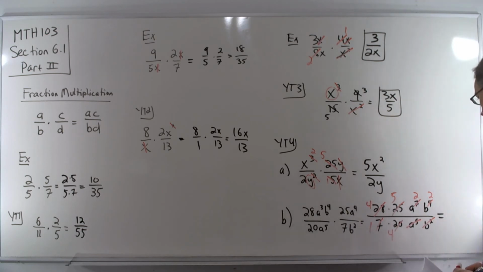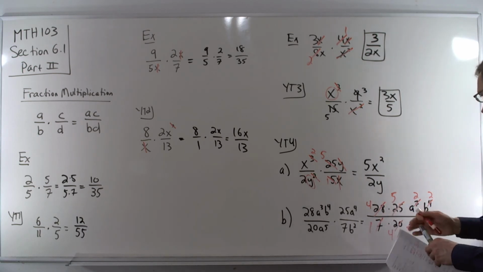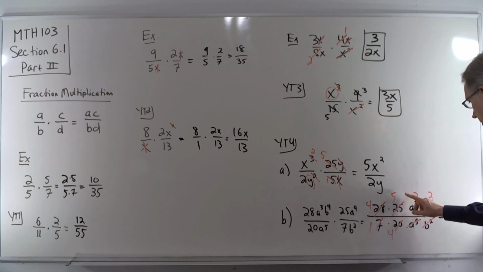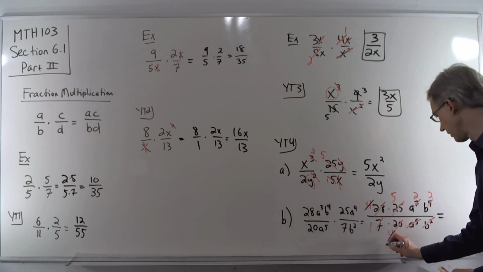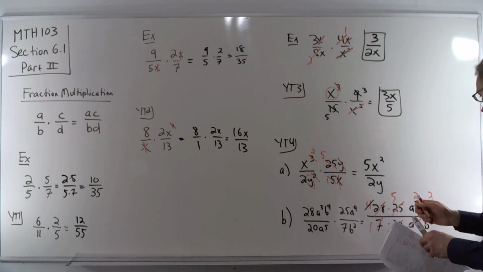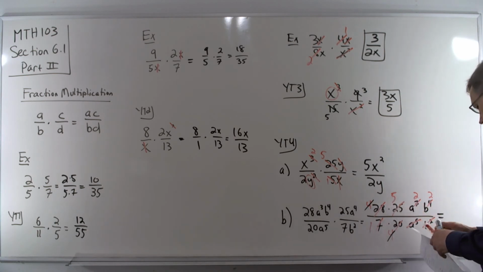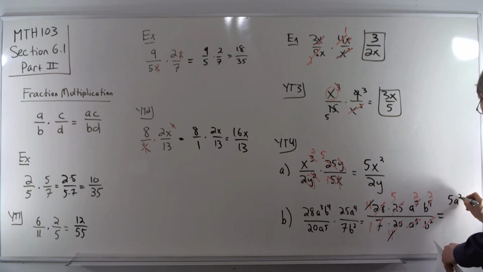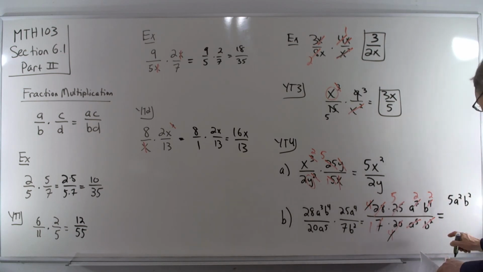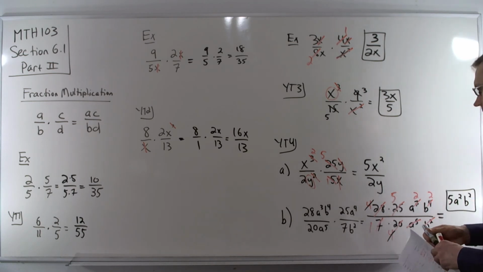So after all these cancellations, what do we have left? We got 4 times, oh wait, we have one more cancellation. After simplifying here, we got a 4 on top and the 4 on the bottom. So we can get rid of that as well. So that goes away here and here. All right, now we've got 5 times a squared times b squared on top. And on the bottom, everything canceled, so that's actually the answer, 5a squared b squared.